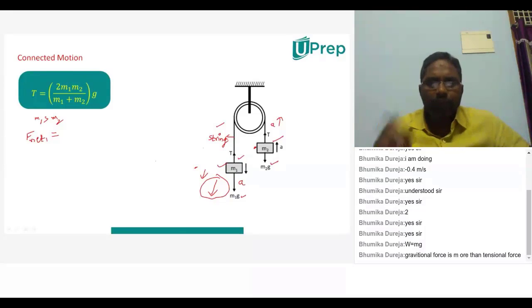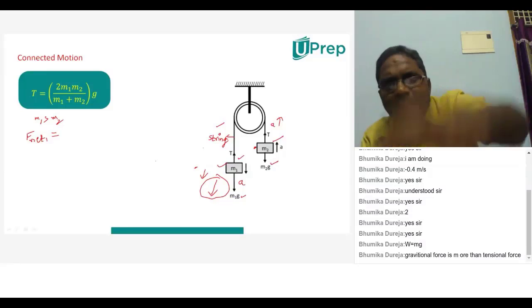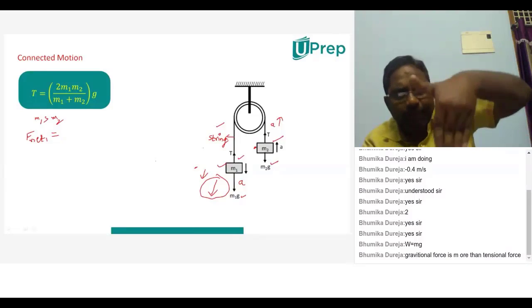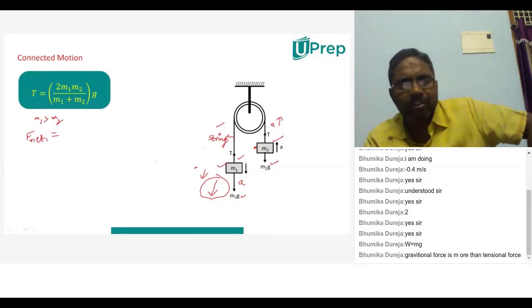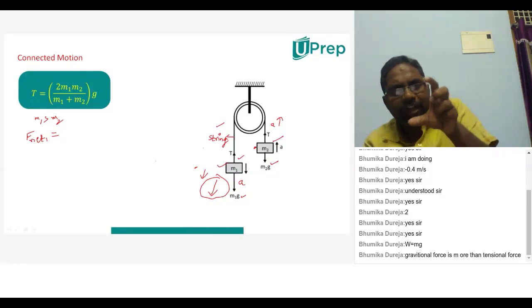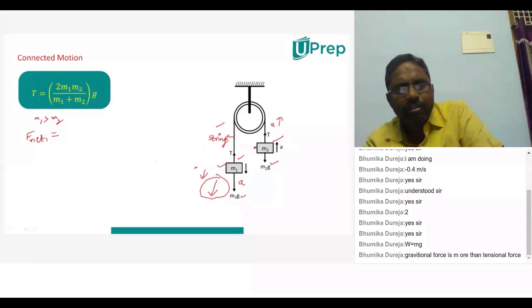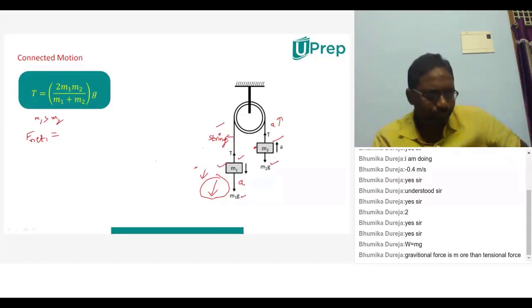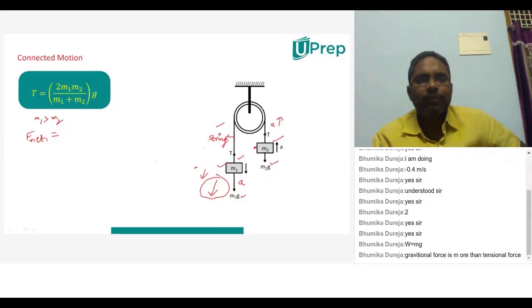Yes, sir. Now tell me, is this first object M1 moving down or not? Yes, sir. Moving down means weight will be more, or tensional force will be more? Weight will be more. When weight is more, then only it is moving down, isn't it? Yes, sir. If both are equal, what will happen? If weight and tension are equal, will M1 move down or not move? It will not move. As weight is more, that's why only it is moving.